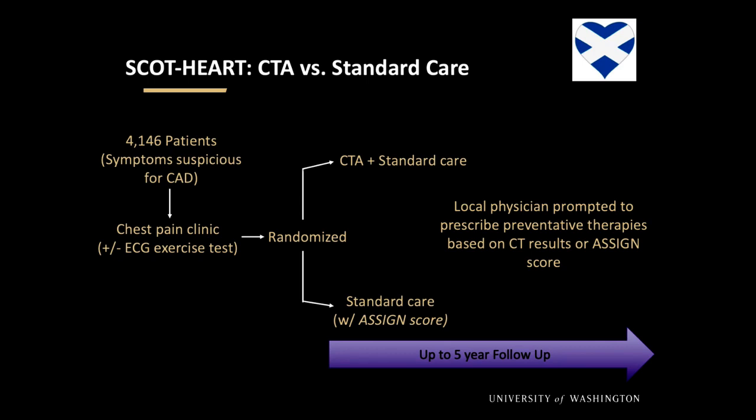So this is the second of the two major trials for CTA and stable chest pain. And this is the one that was done out of the UK. And they randomized just over 4,000 patients. Again, these are low intermediate risk patients. And in this trial, a higher percentage had typical chest pain. And 80% of them actually underwent an exercise ECG test first, and then they were randomized to CTA or to standard care. And in the standard care group, they were given this assigned score, which we can think of as sort of like a Framingham risk score.